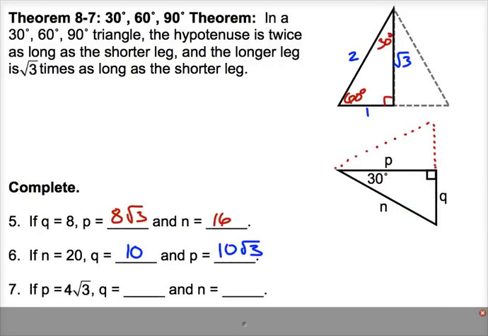Number 7, let's check and see what's happening. Now they're telling me that p is 4 square roots of 3. How big is q? Well, if I go to a smaller side, I need to divide. So if I take 4 square roots of 3 and divide it by the square root of 3, I end up with just 4. And now I know if I go from there to n, the size is just twice as big, and it's going to be 8.